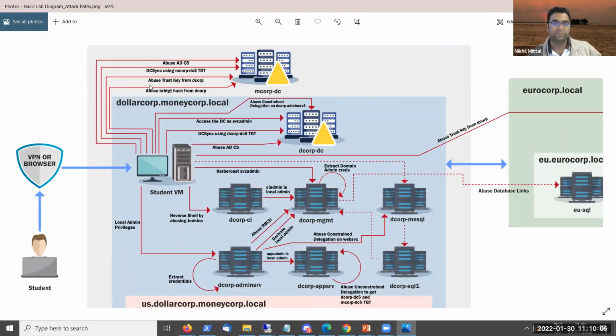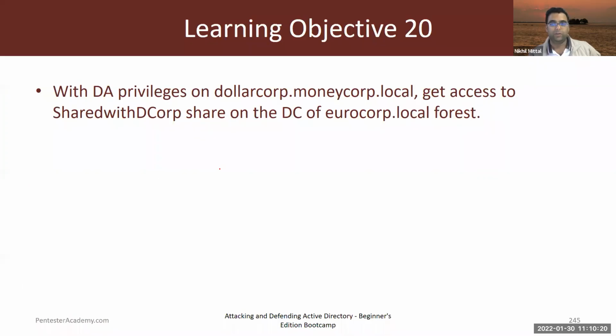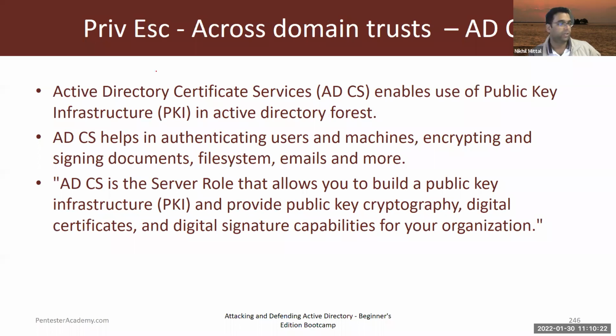In learning objectives 18 and 19, we have seen how we can abuse the trust key from DCORP, and how we can abuse the Kerberos TGT hash from DCORP to go to MCORP DC. Now let's talk about another privilege escalation method, that is using ADCS.